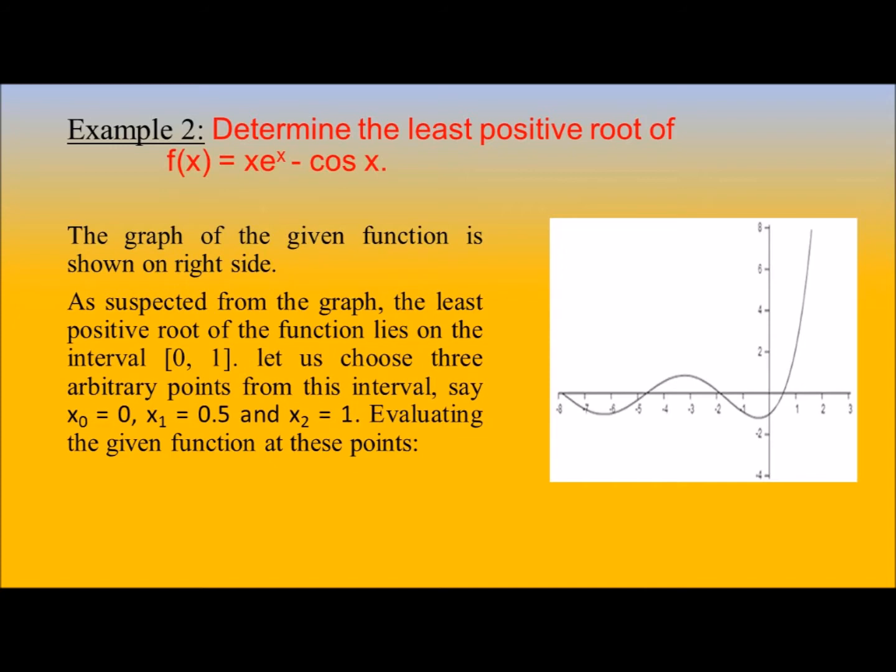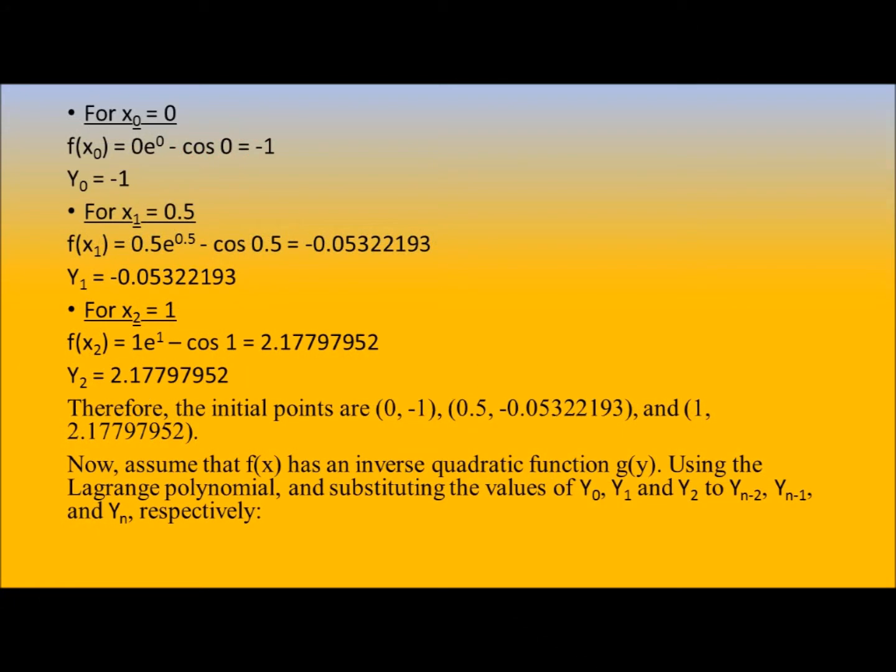Yes, here we are going to take f(x) = x e^x - cos x. Let's start by taking f(x) = 0 and then follow the whole process from example 1. After seeing the graph clearly, we can say that the least positive root of the function lies in the interval 0 to 1. Let's choose the 3 initial values: x0 = 0, x1 = 0.5 and x2 = 1. In the next step, we have to evaluate the function by putting in these initial values. Let's see it in the next slide.